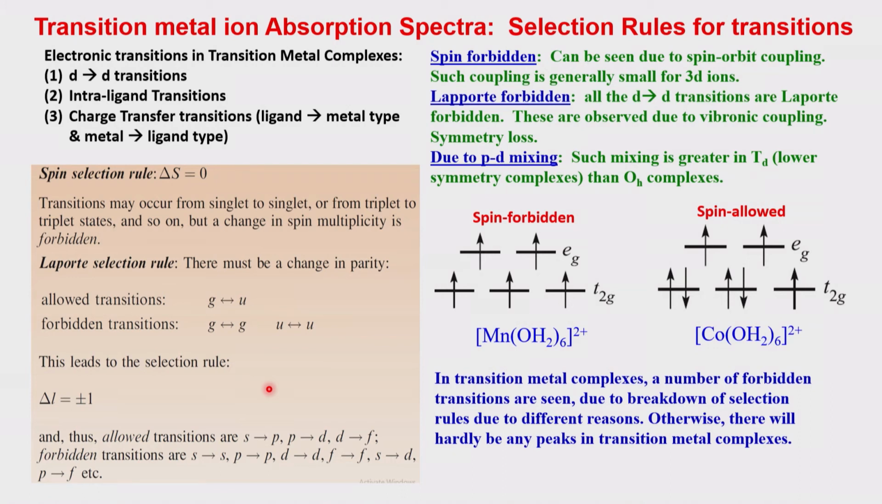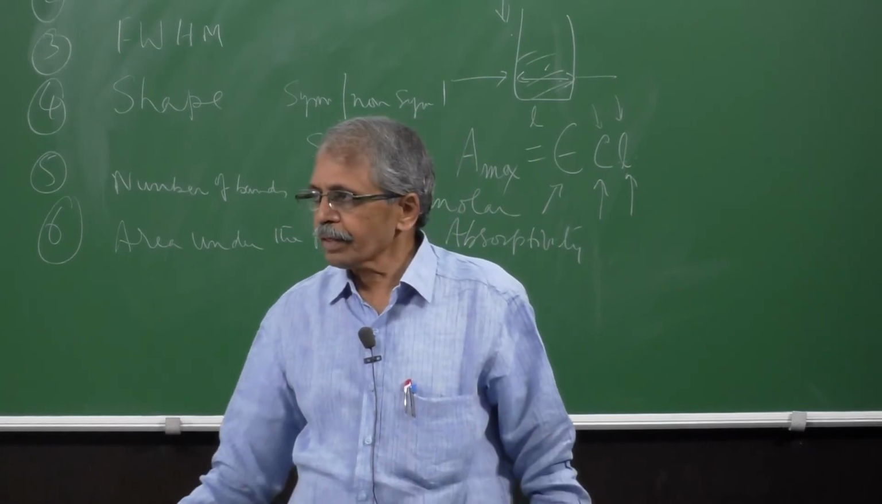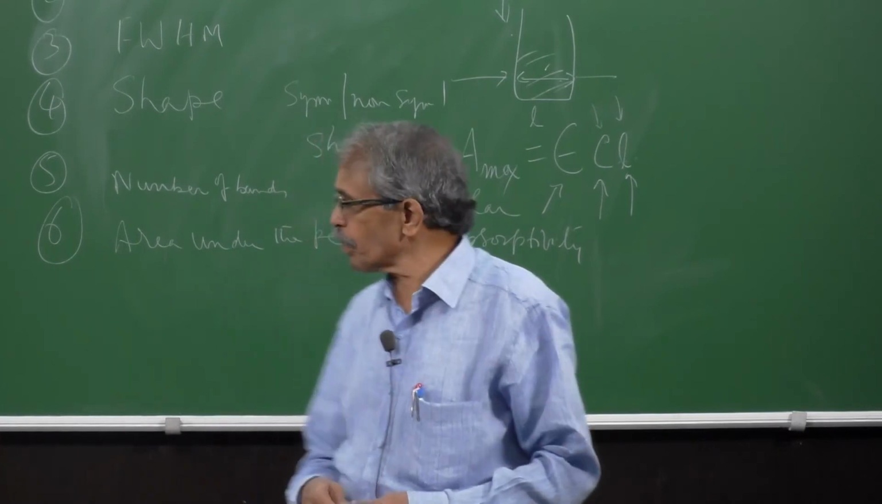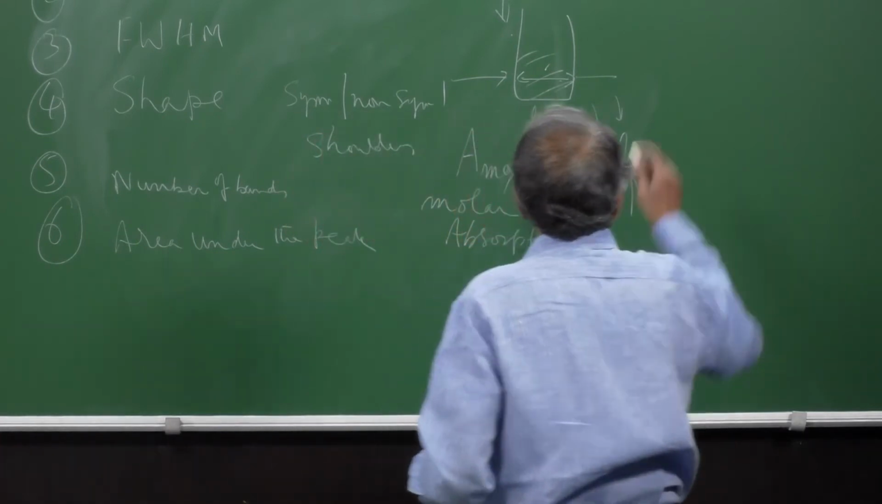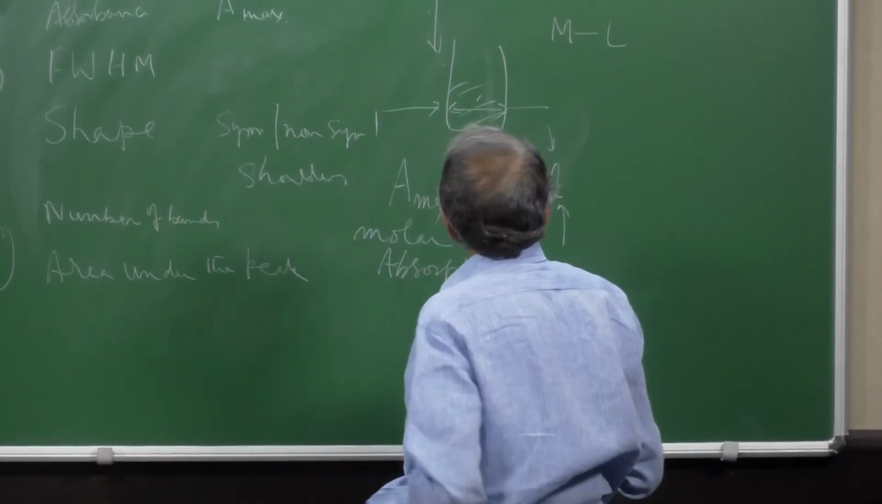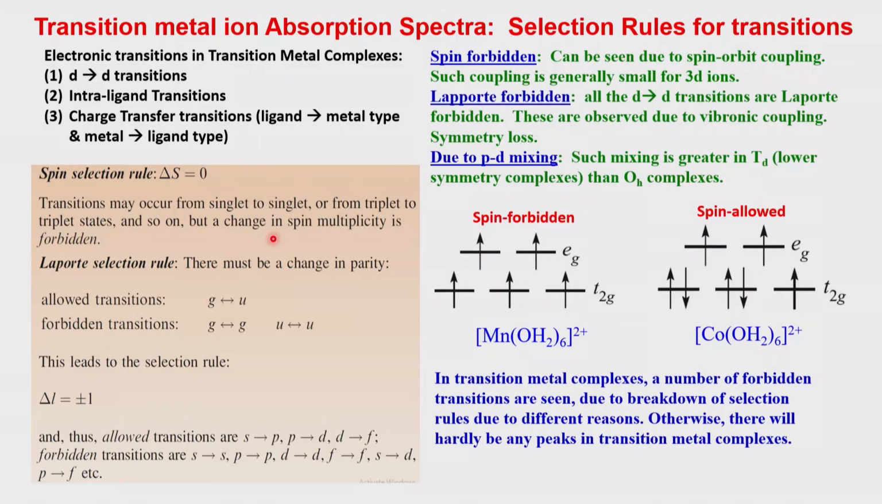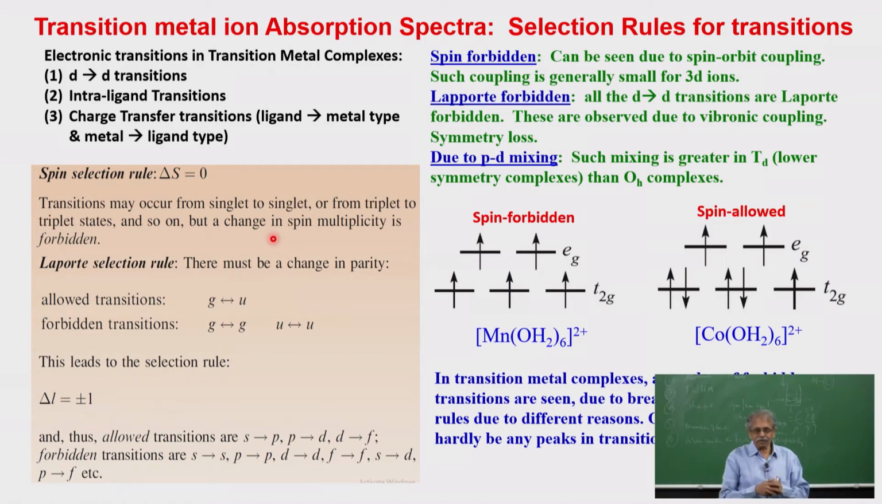Now let us come to the arena of our purview, the inorganic transition metal complexes. In the transition metal complexes, what do you have? A metal ion and a ligand. The ligand is organic, and the ligand will have ligand transitions. What kind of ligand transitions will you have? Sigma to sigma star, pi to pi star, sigma to pi star, n to pi star. These are the kinds of things which you see in the organic.